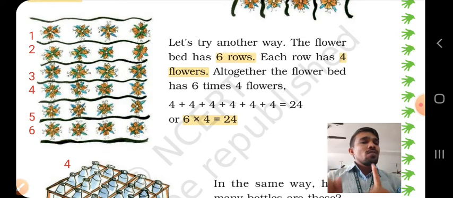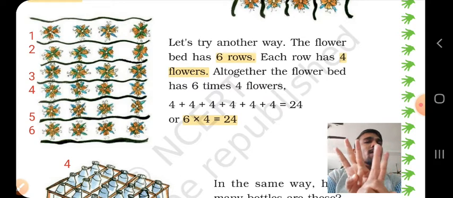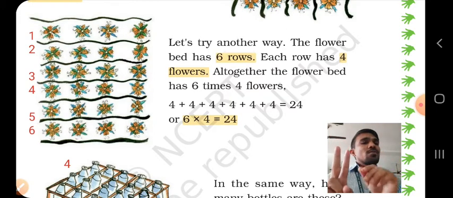First you are writing 2 and then you are writing 3. If you interchange, 3 multiplied by 2, then also 6. 2 multiplied by 3, then also 6. So you need to remember, even if you interchange the numbers in multiplication, you will get the same answer. So don't worry if your numbers are interchanged. If your rows and columns are interchanged, don't worry. You will get the same answer.